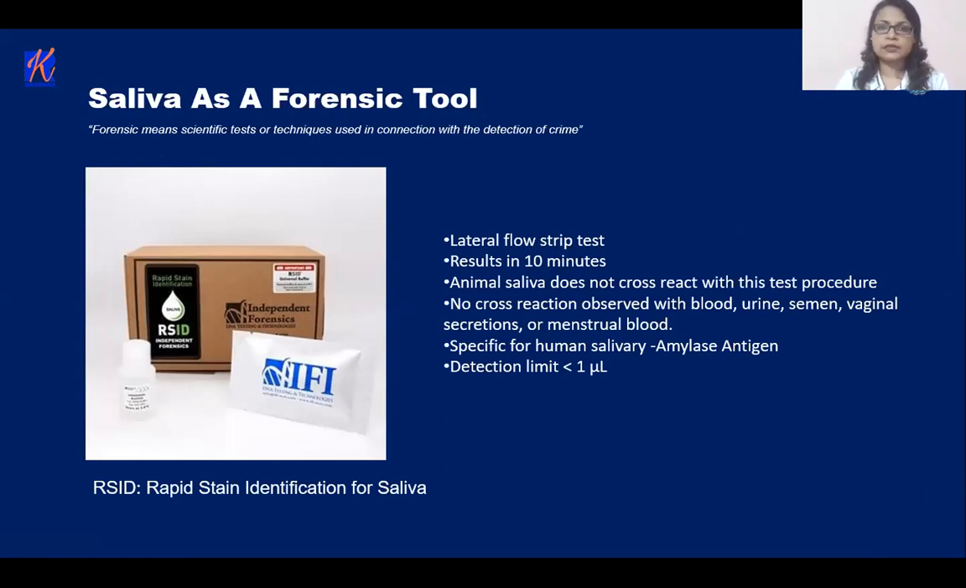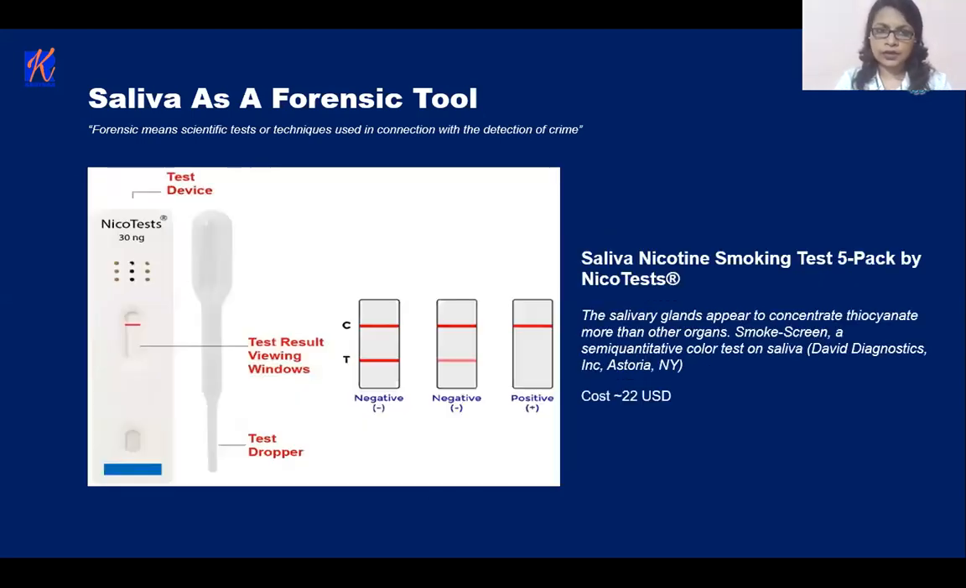And the best part is, if there is any animal saliva also present there, then this particular test will help to identify only human saliva. And if any other biological fluid like blood or semen is present along with the sample, there is no cross reaction, because it will not wrongly identify the amylase in the other sample. It will be only specific for saliva. And the detection limit is as little as 1 microliter of sample, it will help you to detect. So that is another tool.